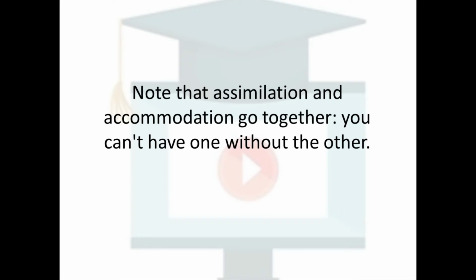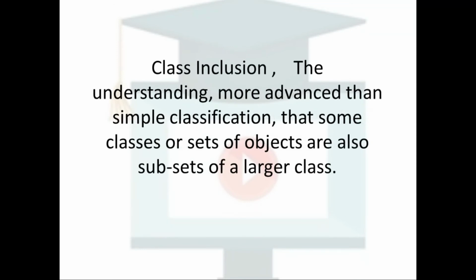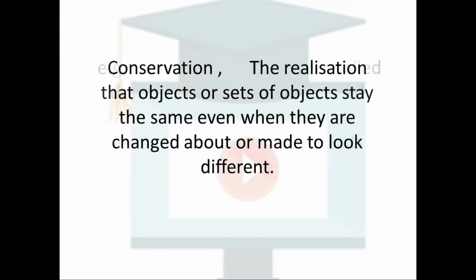You can't have one without the other. Classification, the ability to group objects together on the basis of common features. Class inclusion, the understanding, more advanced than simple classification, that some classes or sets of objects are also subsets of a larger class. E.g., there is a class of objects called dogs. There is also a class called animals. But all dogs are also animals, so the class of animals includes that of dogs.